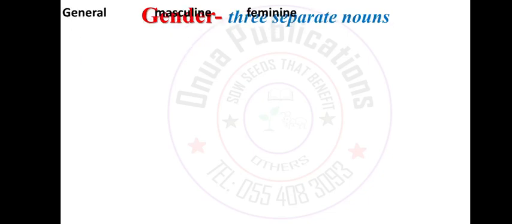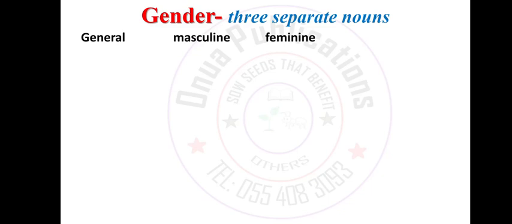So we look at the general name, then feminine and masculine. As we've already mentioned, you could say a police officer, policeman, policewoman. Let's look at it. Cattle: bull, cow. All right. Then chicken. We have rooster. Then we have a hen. Rooster is another name for cock.